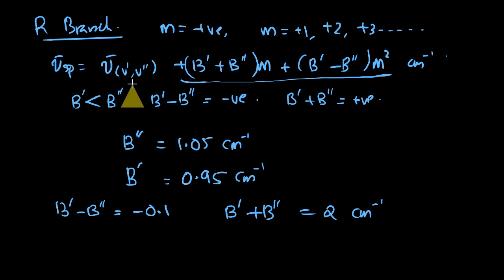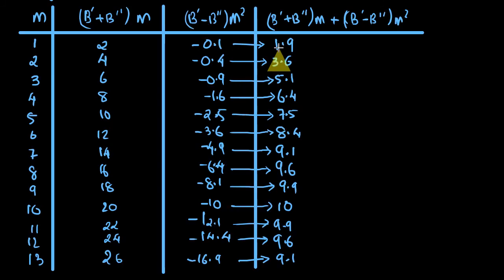Since m equal to 0 is not possible, we will not get a line at the band origin. Instead, we will get some lines whose wave numbers are given by band origin wave number plus some quantity. This quantity is calculated here: 1.9, 3.6, 5.1, 6.5. So, there are positive quantities calculated here. So, band origin plus some positive quantities.